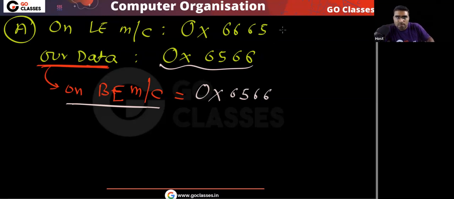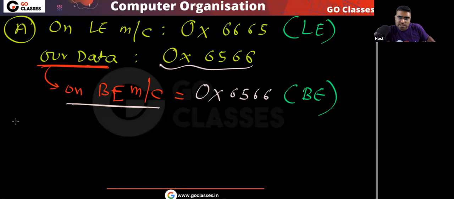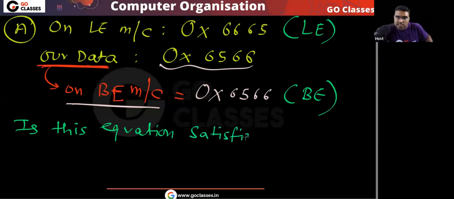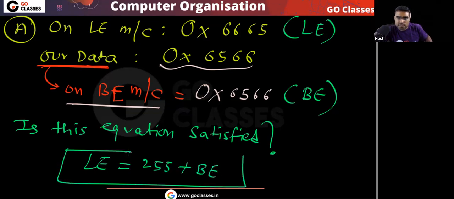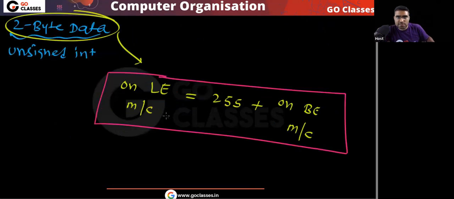Now what is the question asking? Let's call it LE and let's call it BE. The question is asking, is this equation satisfied? Which equation? LE is equal to 255 plus BE. On a little Endian machine, the numerical value is 255 plus the big Endian machine value.